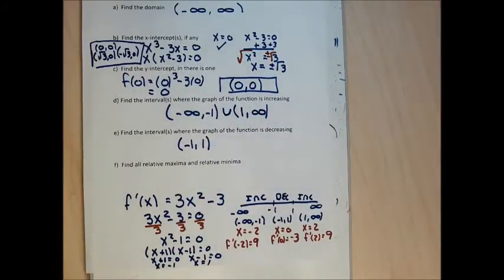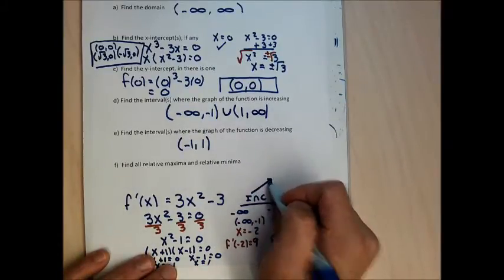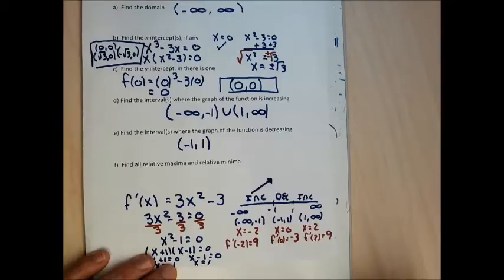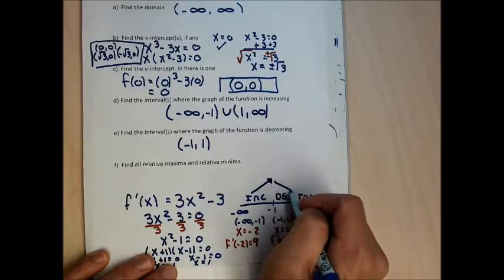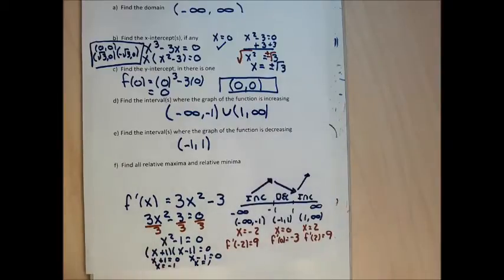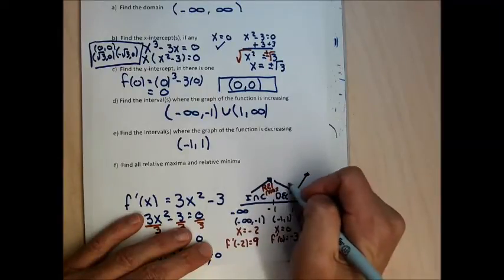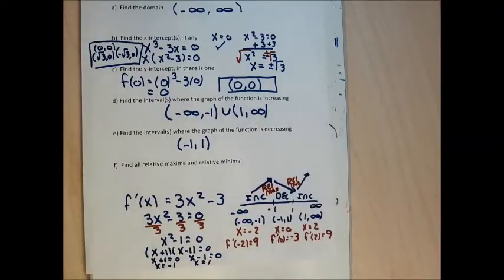And now I'm going to figure out where I get the maximums and mins. The first interval, the graph is going up. The middle interval is going down. In the last interval, it's going up. So now I can see there's going to be a relative maximum, and its x coordinate is -1, and there's going to be a relative minimum, and its x coordinate is +1.